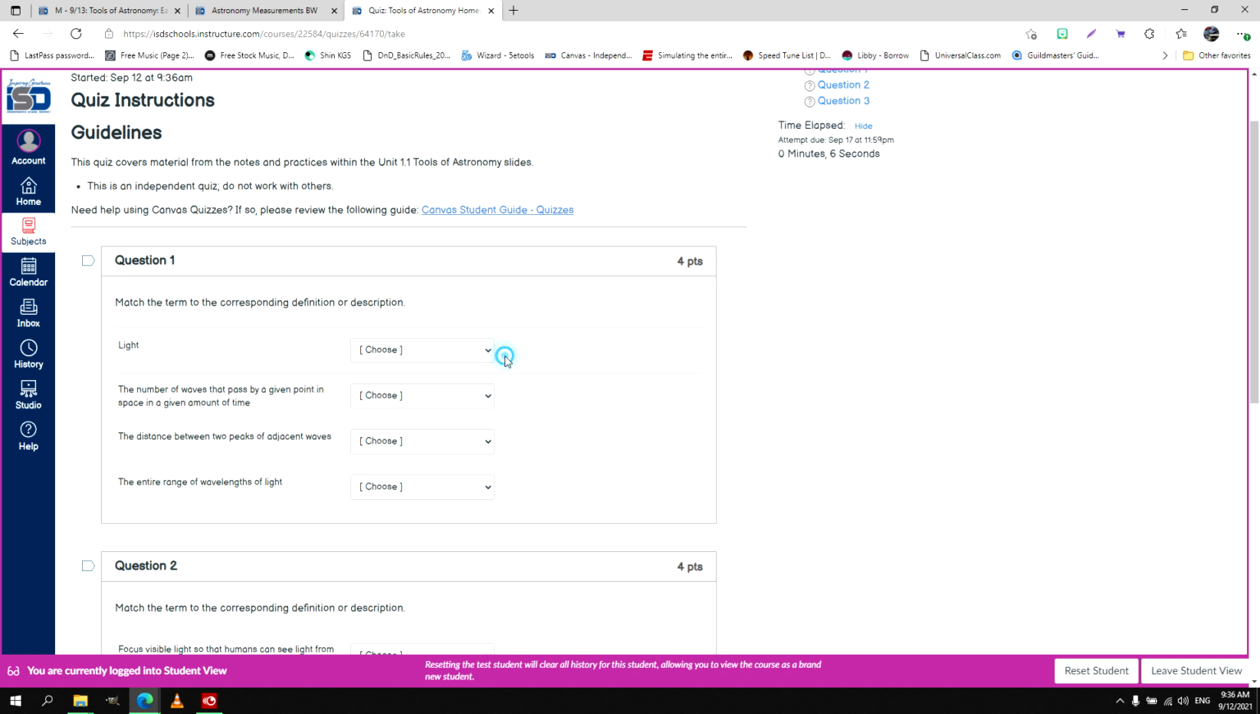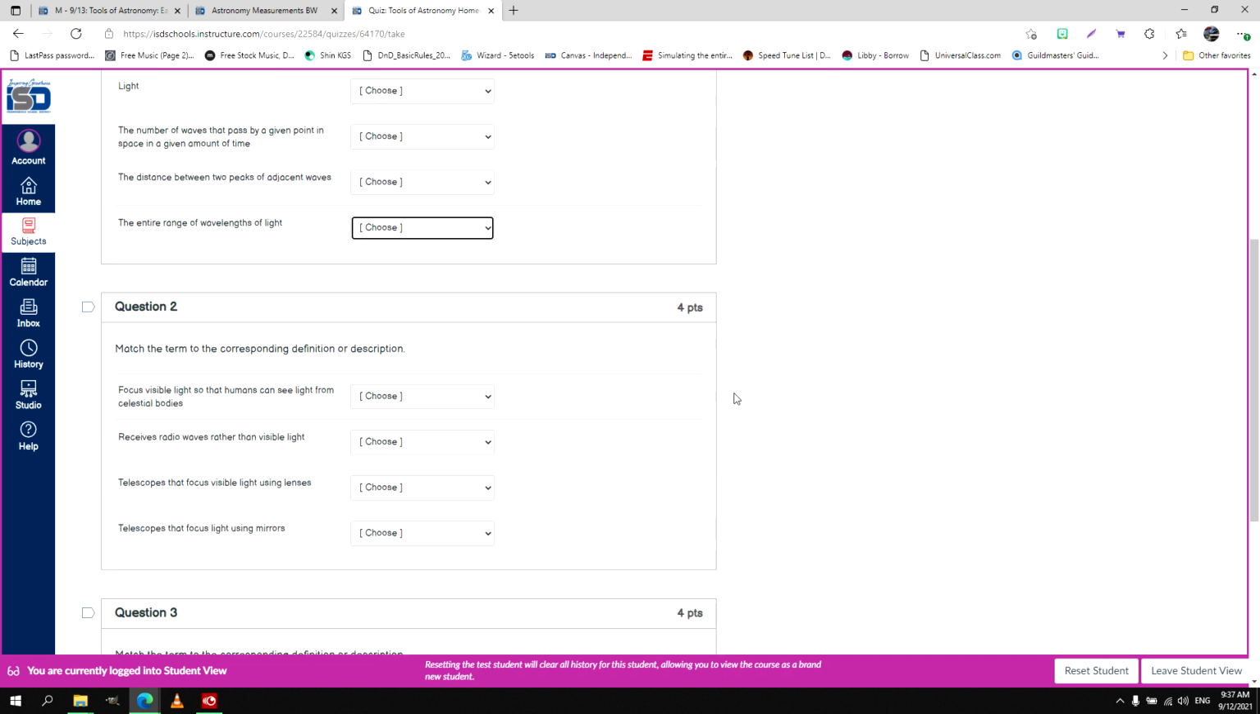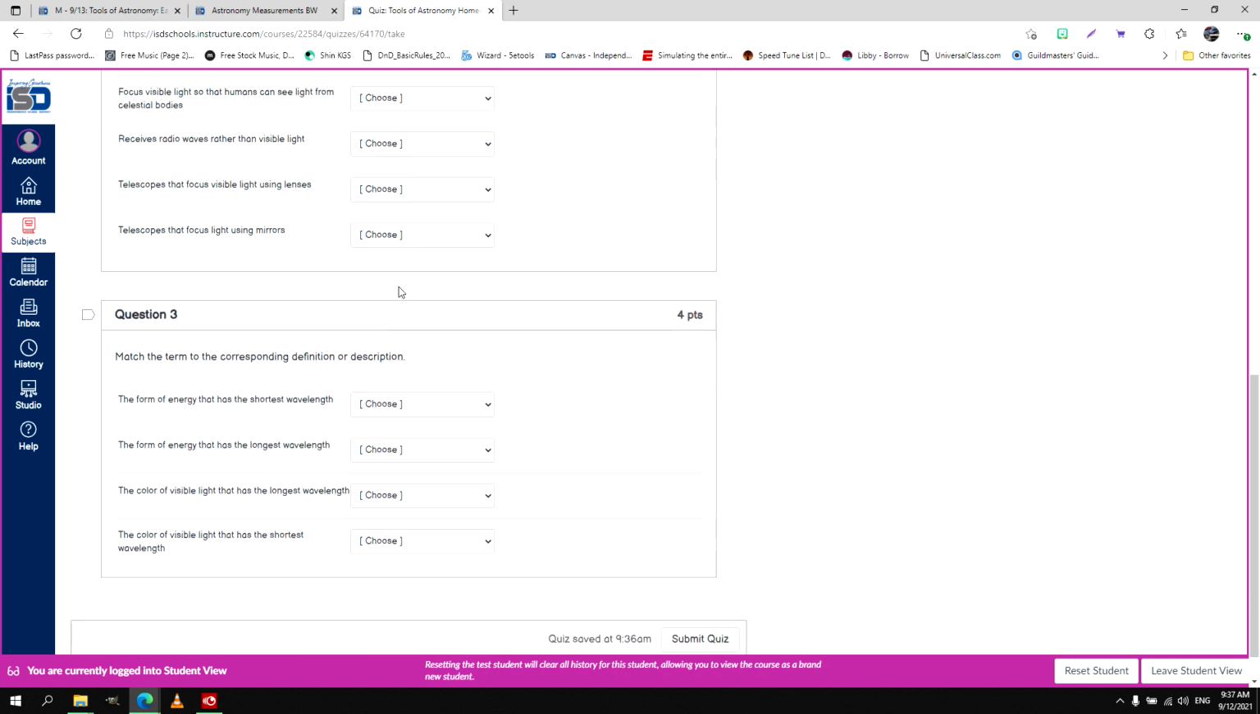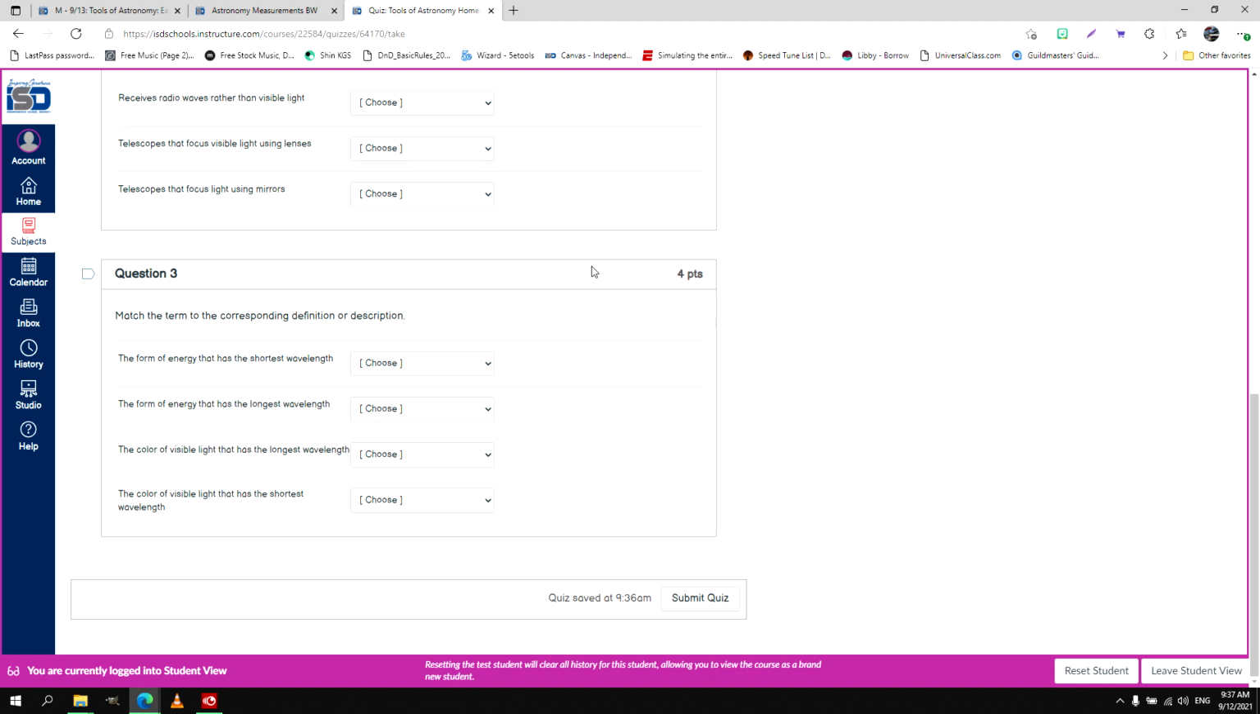Some of them are drop downs. On these that are multiple points, you will have to get each one of these correct to get your 4 points. So when you get your score back, it's going to show you which answers you got wrong. You're going to have to come in and redo the entire quiz to make sure that you get all 4 of these right to get your 4 points. Same thing here. You will need to redo this until you get all of them right in order to get the 4 points.